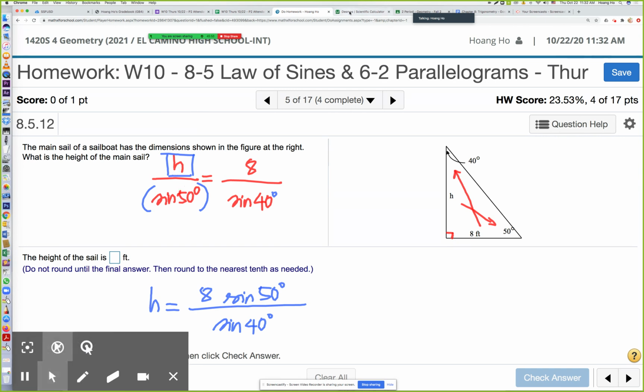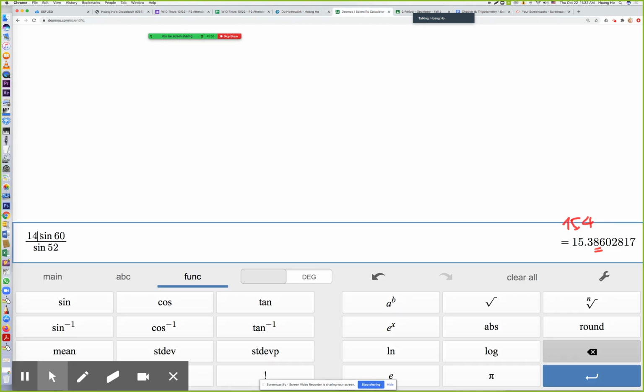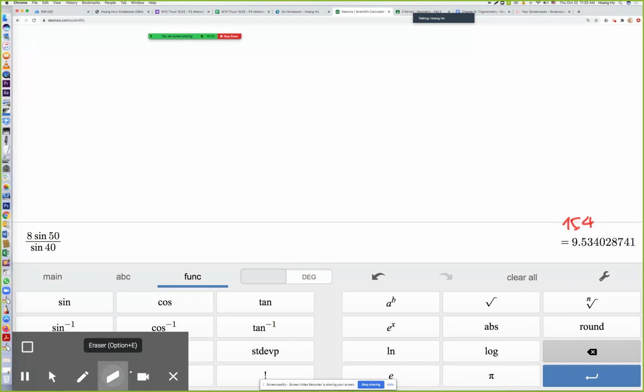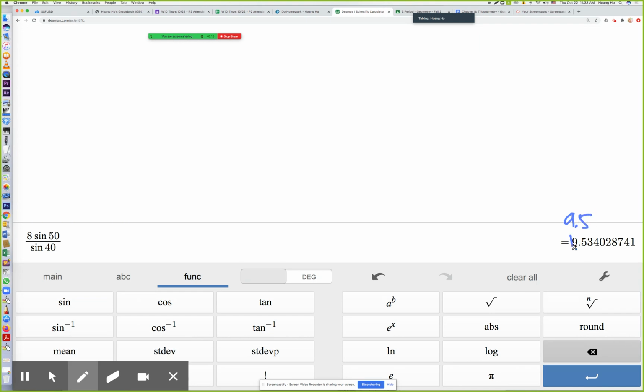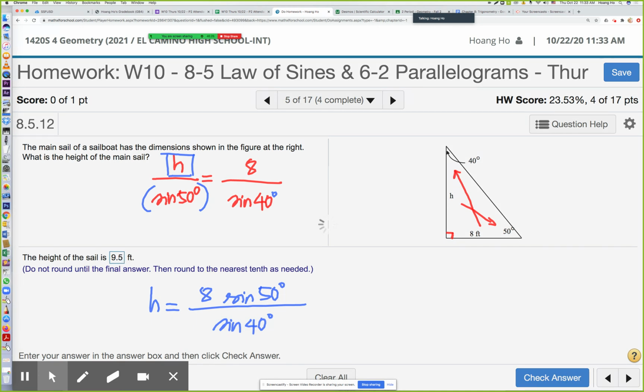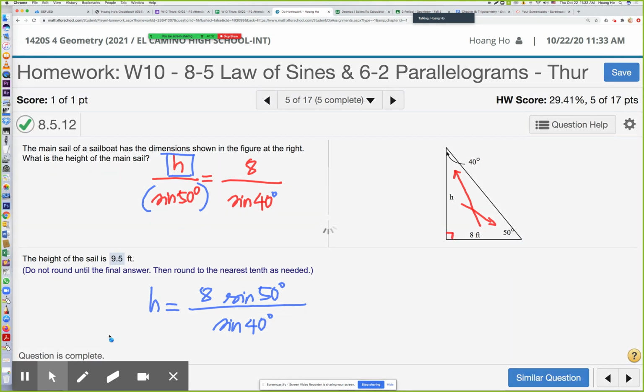So I go to my calculator over here. I change this one to number 8 and this one 50 and this one becomes 40 and then I'm done. I didn't take a look at the requirement. Nearest tenth, so 1 decimal. So the answer should be 9.5. Okay, 9.5, 1 decimal. So I go over here, I enter 9.5. All right. Next question.